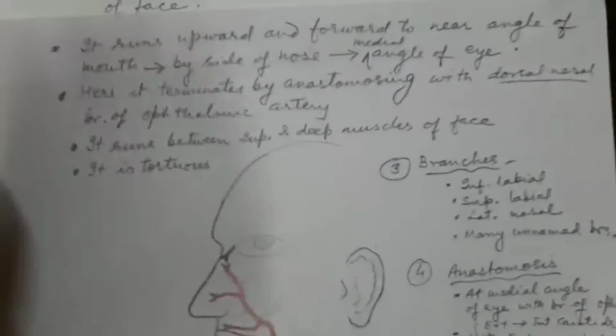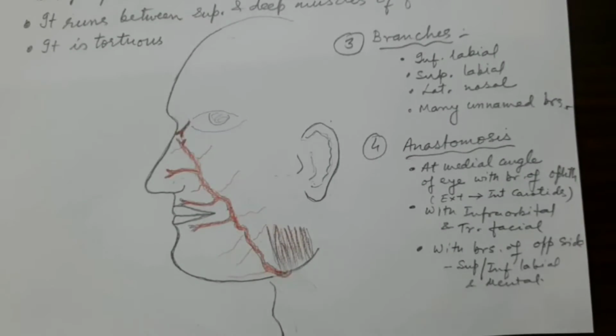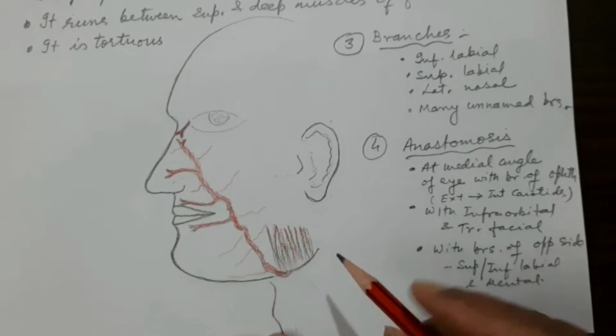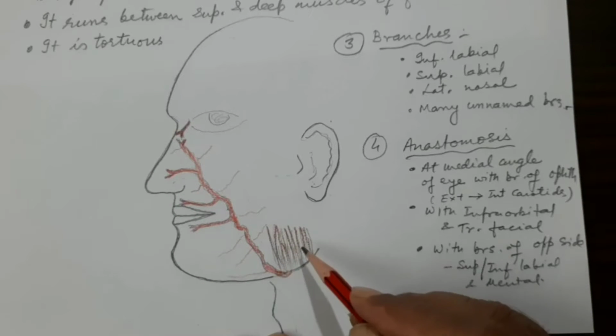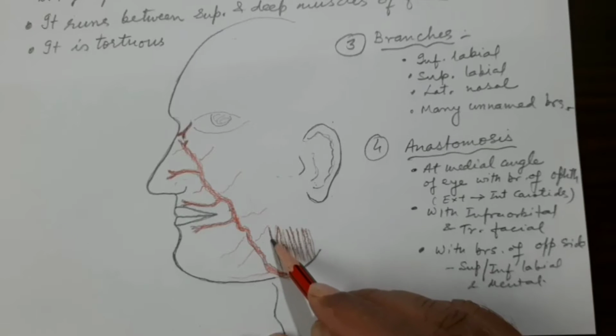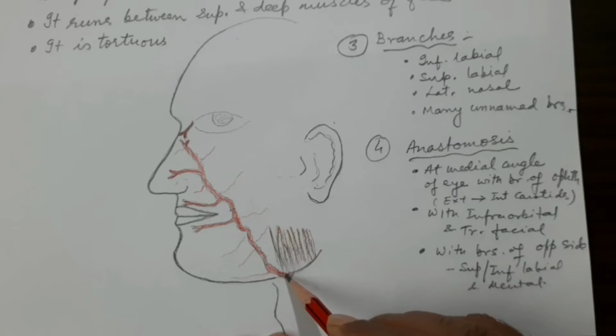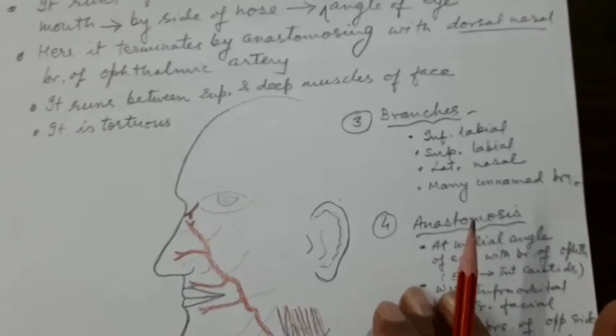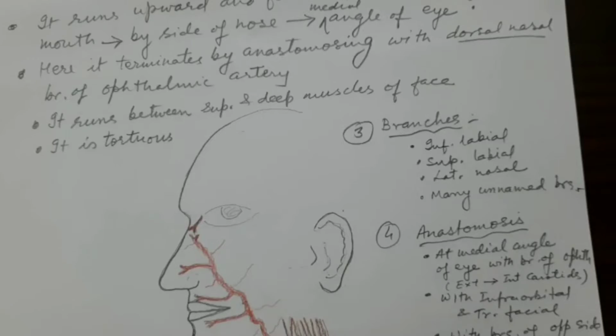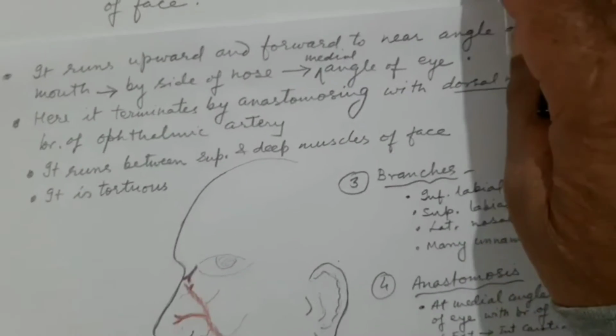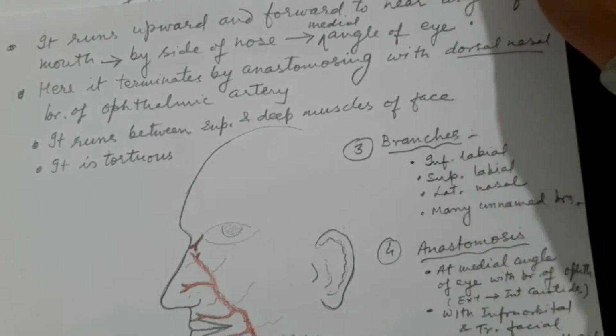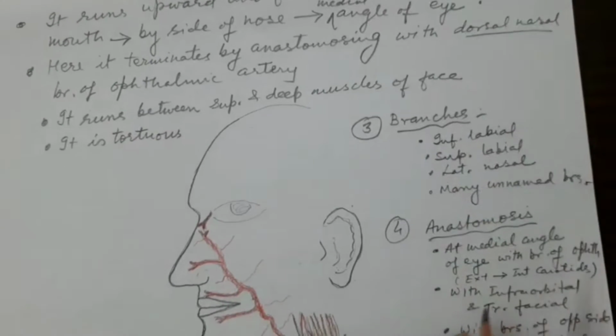Let us see this diagram. Here we are seeing the facial artery on the face. I have just drawn the masseter muscle, and this is the anterior border of the masseter muscle, and this is the antero-inferior angle of the masseter muscle. Just in front of the antero-inferior angle, this artery winds round the lower border or the base of the mandible.